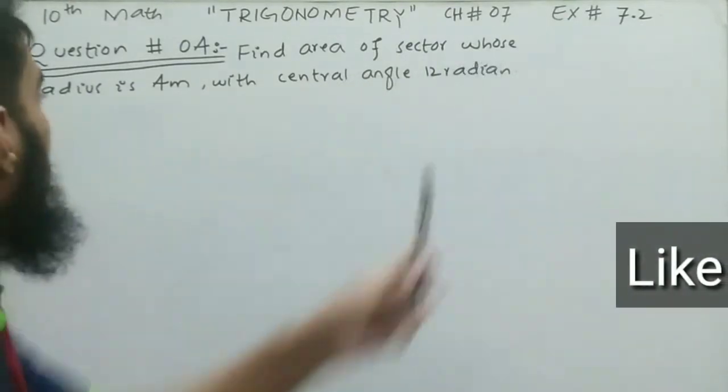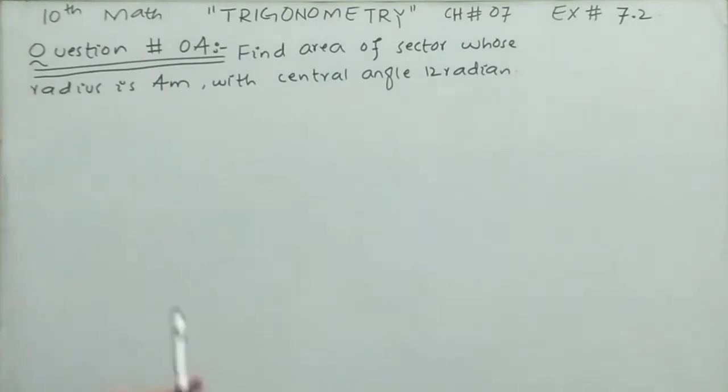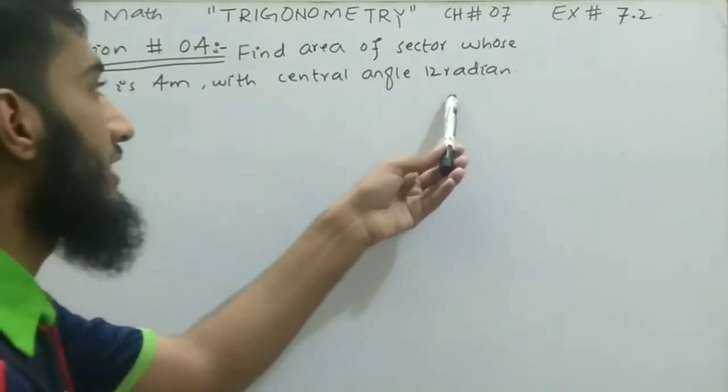Find the area of a sector whose radius is 4 meter with the central angle of 12 radian. How can we find the area of a sector if the radius and the corresponding angle theta are given?